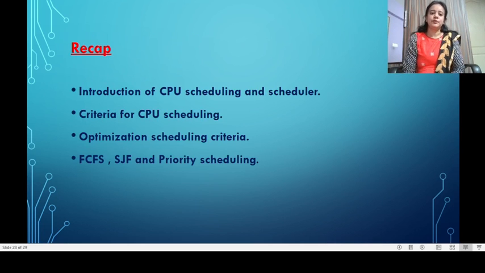Let's have a recap. In today's class we discussed the introduction of CPU scheduling and scheduler, criteria for CPU scheduling, optimization of scheduling criteria, and CPU scheduling algorithms: first come first serve, shortest job first and priority scheduling. In first come first serve, whichever process comes first will be given a chance to execute first. In shortest job first, whichever process has the minimal CPU burst time will be given a chance to execute. Whichever process has higher priority will be given a chance to execute by the CPU first.